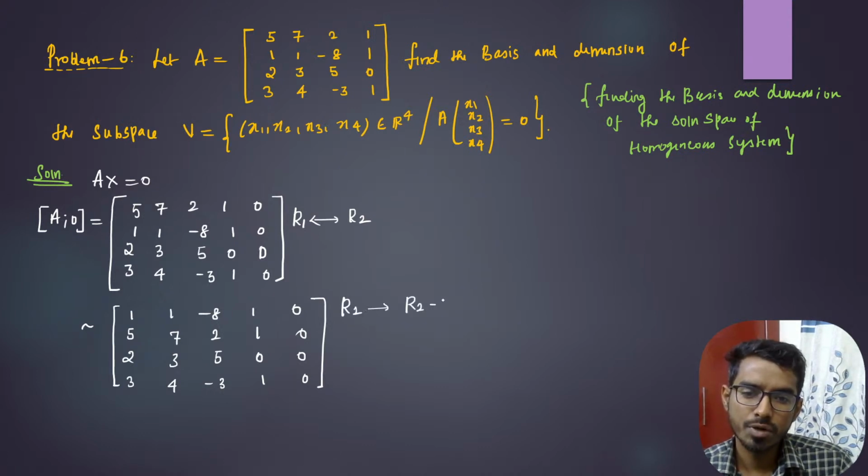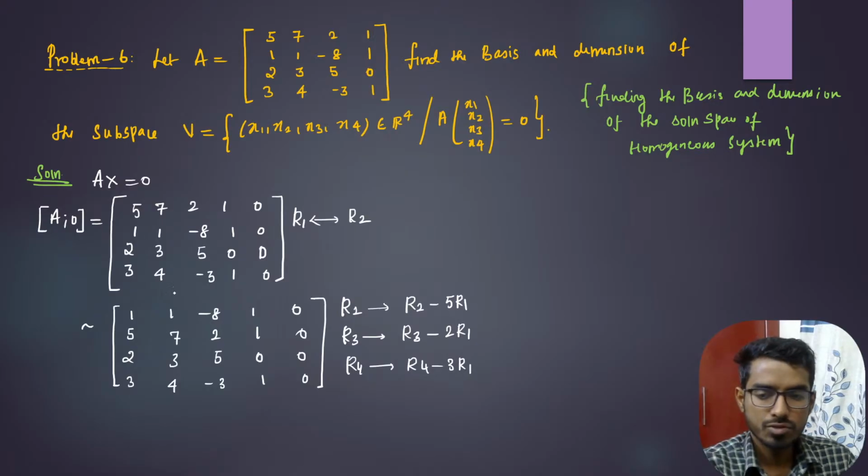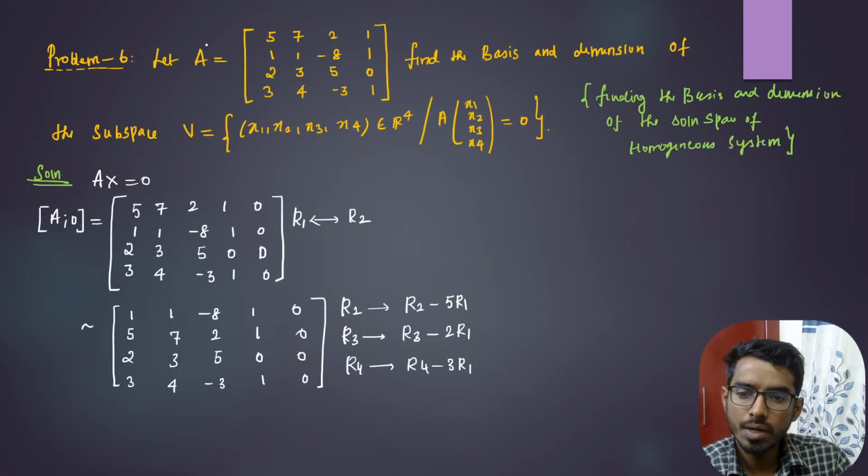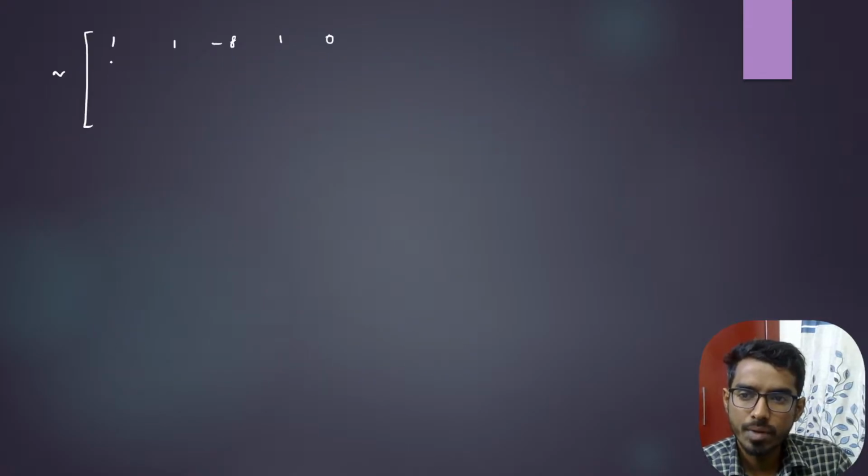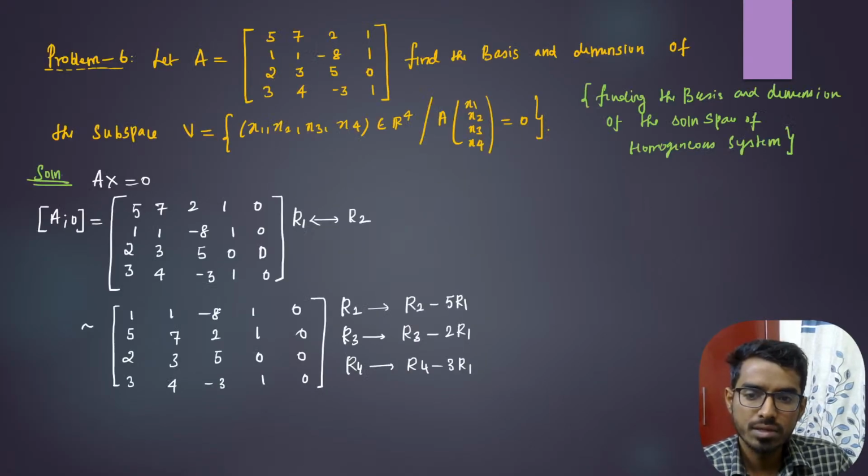So R2 is transformed to R2 minus 5R1. R3 is transformed to R3 minus 2 times R1. R4 is transformed to R4 minus 3 times R1. Right? So this transformation makes the given matrix as 1 1 minus 8 1 0. Now 1 into 5, and then you subtract. So 7 minus 5, this will be 2. Into 5, this will be minus 40. So 2 minus of minus 40, so 2 plus 40, this will be 42.